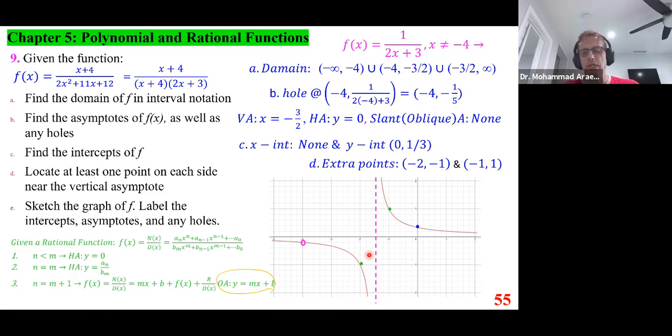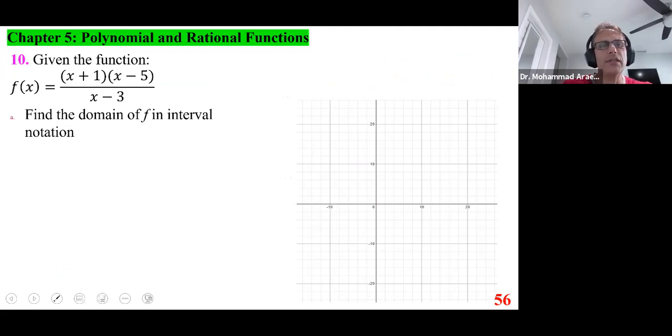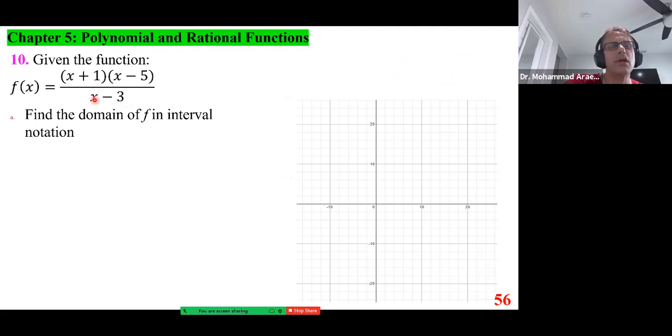All right, so here's the next one. We want to deal with this function, finding the domain just as before. Any time you have a rational expression, find the denominator, set it equal to 0, and exclude that. So x can't be 3. So 3 is out.